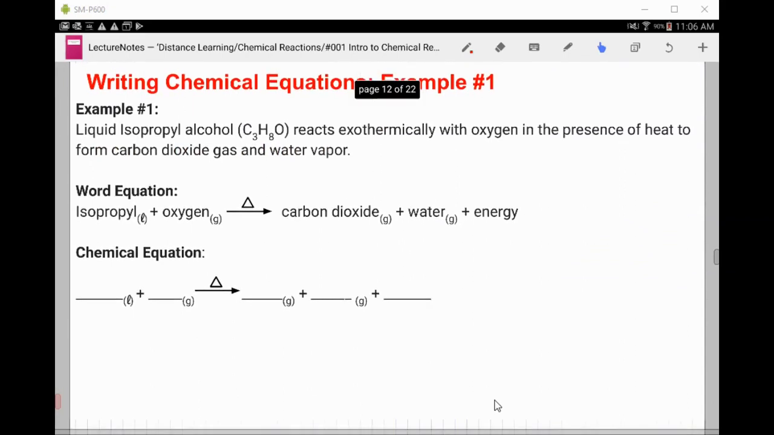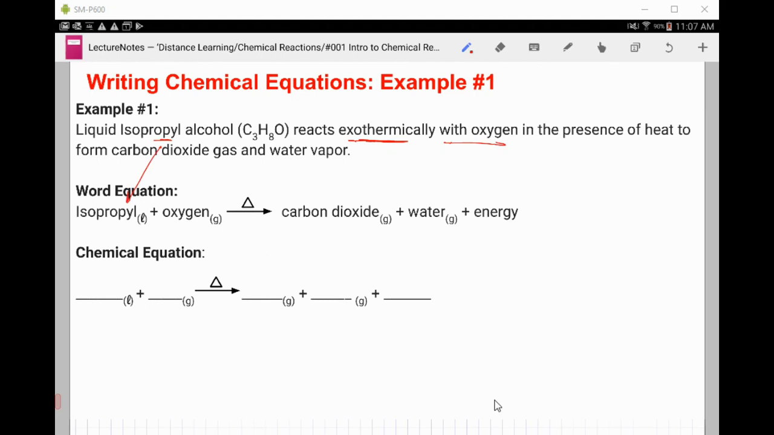So let's take a look at some example chemical equations. For example one, we have liquid isopropyl alcohol reacting exothermically with oxygen in the presence of heat to form carbon dioxide gas and water. So if I take that sentence, I can write what's called a word equation by just pulling out the different words to represent the chemical species being reacted, what is being produced, and the reaction conditions. So here I see first that isopropyl is reacting exothermically with oxygen.